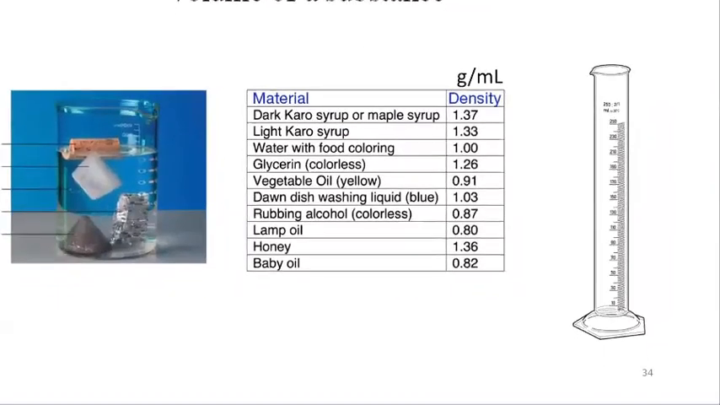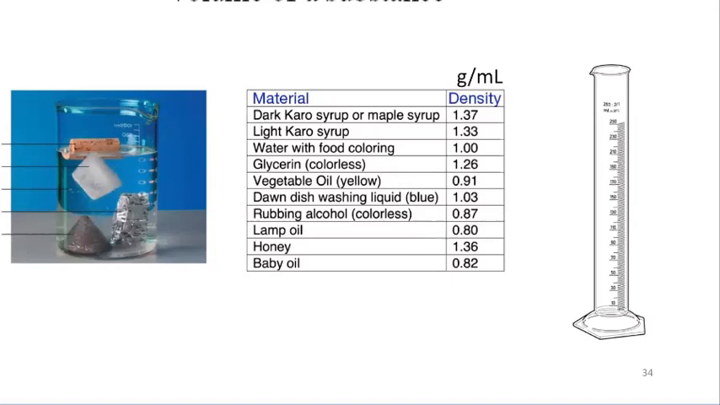When that happens, it's an application of density. Substances stack in a container based on their densities, with the more dense substances at the bottom. And as you go up in the container, the less dense ones are at the top. So let's say that we have here some typical materials that are found in liquid form. We have carob syrup, glycerin, vegetable oil, lamp oil, honey, baby oil, and so on and so forth. I'm just going to select three of them.